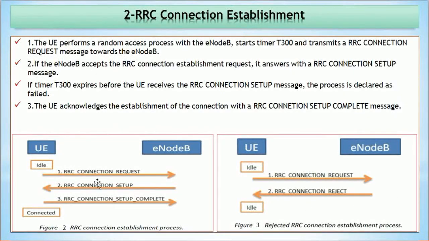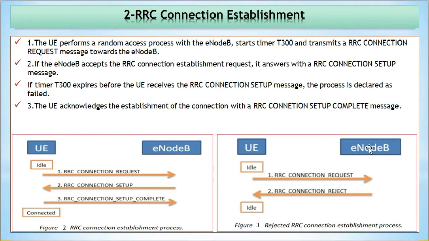Here you can see there is UE and here is eNode B. In idle state, UE sends a message RRC connection request, and in response eNode B sends a message RRC connection setup, and then RRC connection setup complete message is sent by the UE to the eNode B, and then the mobile is connected to the network. This is the RRC connection establishment process.